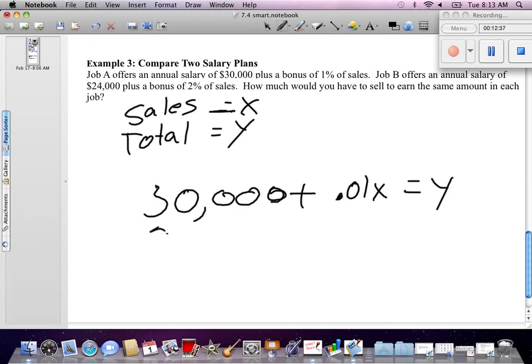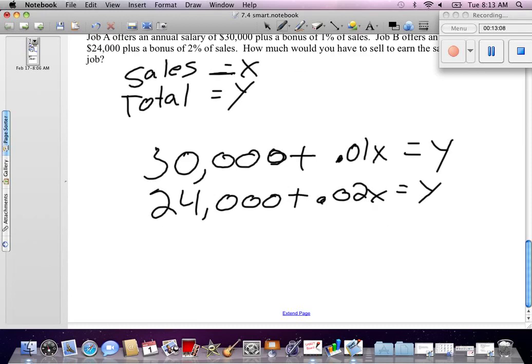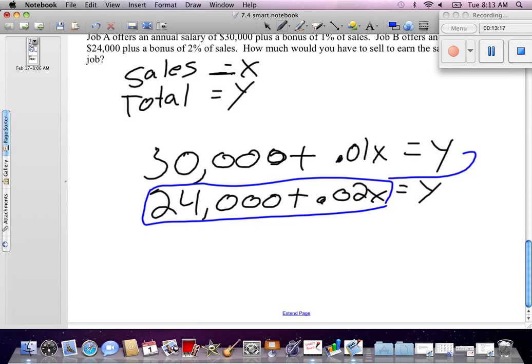Job B, you get $24,000 plus what? How much do you earn for each sale? 2%. 0.02x equals your total. Okay, when I see this and they're both equal to y, I'm like, oh, I'm doing substitution. Because it's super easy. I might also say when it's equal to y that I want to do graphing, but I don't want to graph 30,000. So I'm going to take this whole thing right here and plug it into y right there.